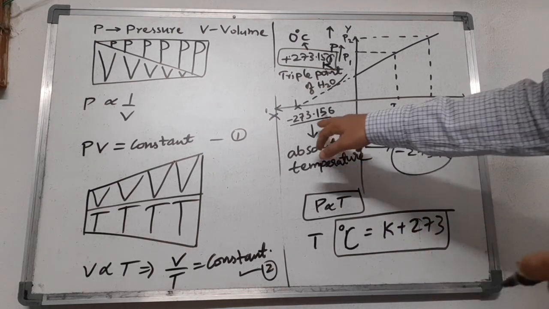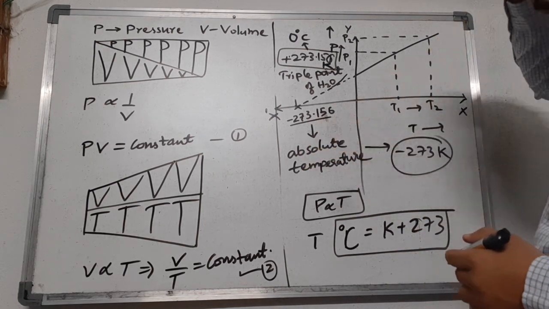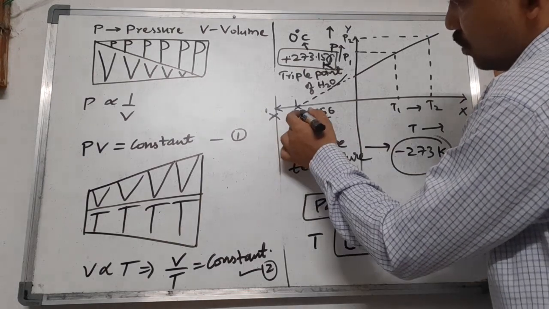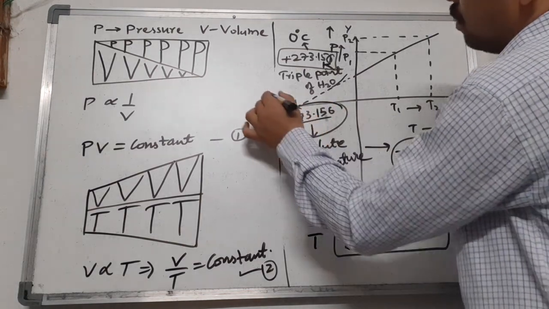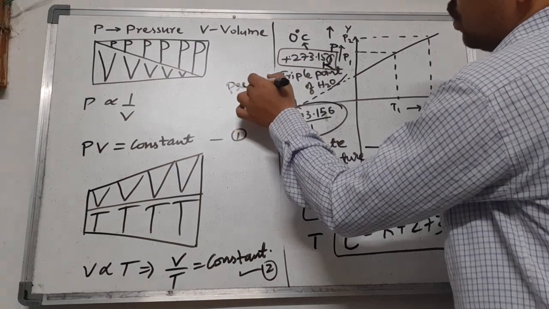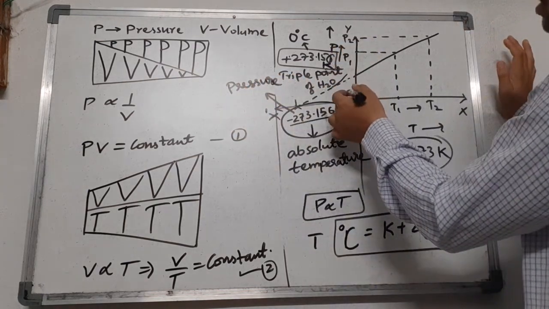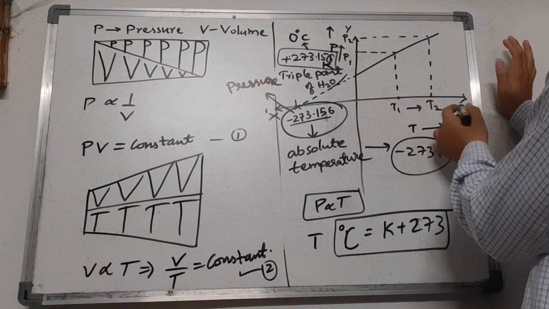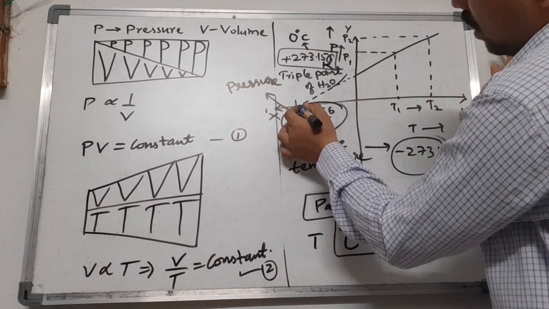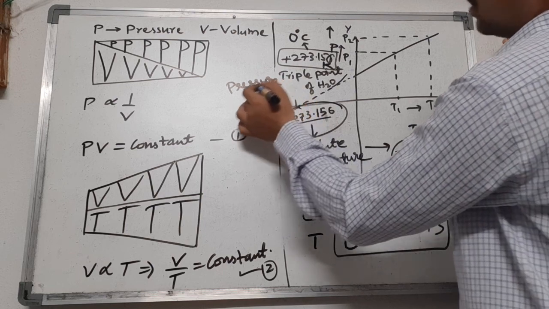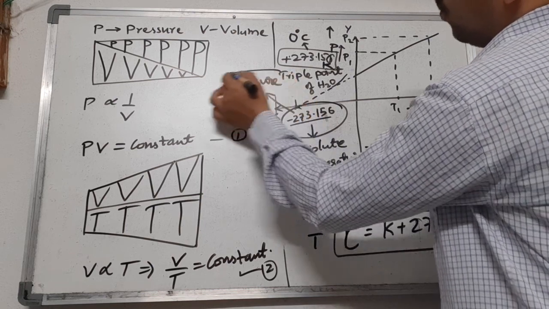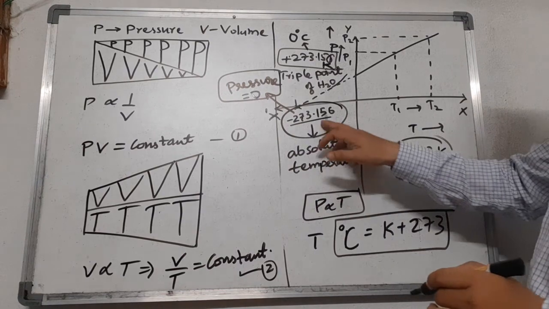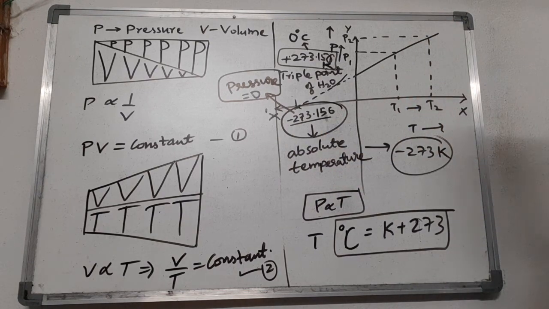At this absolute temperature of minus 273.15, the pressure will become 0. This is because on the y-axis we take pressure and on the x-axis temperature. When the line intercepts the x-axis, the y value is 0. So the pressure is 0 at this absolute temperature, minus 273.15 Kelvin. Kelvin is called the absolute temperature.